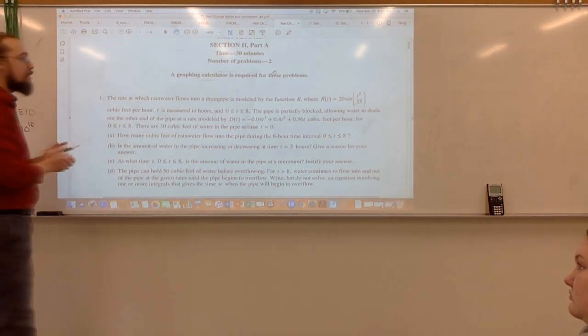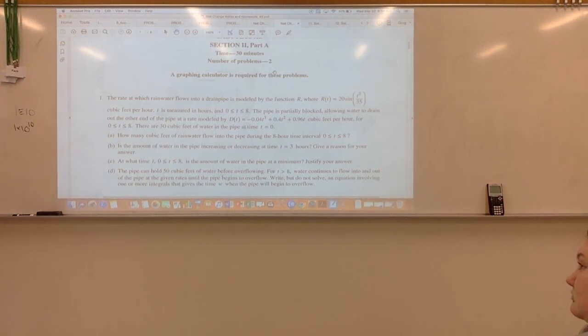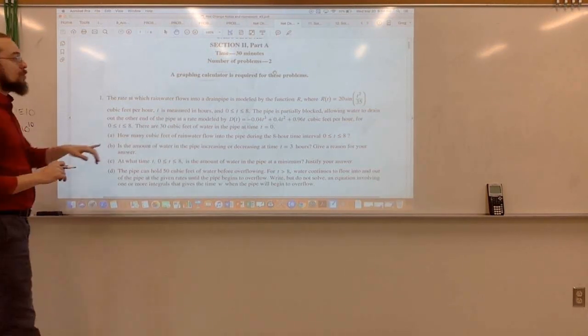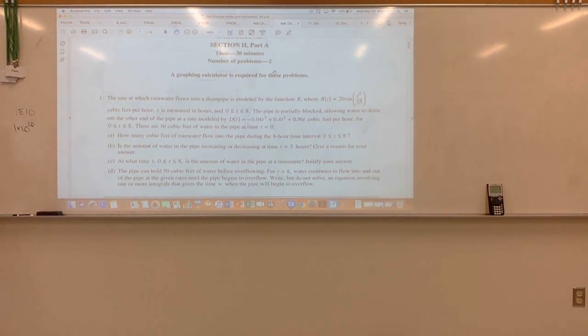So it's pretty safe to guess that something like this problem, like these 4 problems that we've got here in front of us, is going to show up on the AP test. Part A for this problem says how many cubic feet of rainwater flow into the pipe during the 8-hour time interval, 0 to 8. How would I set up, how would I solve this? What do I need to do?